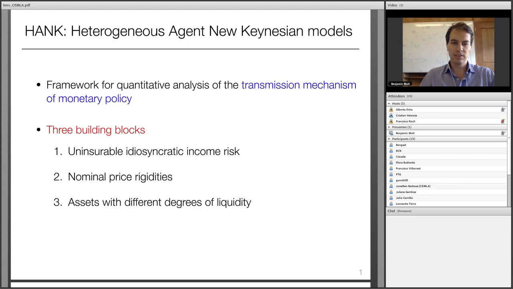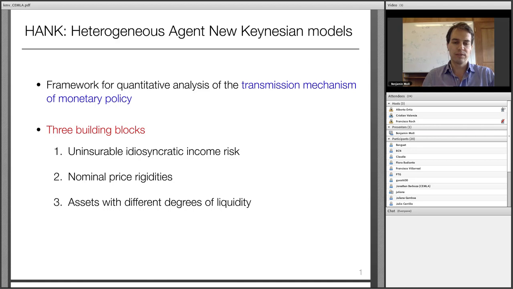Just to already throw it out there, the framework is going to have three main building blocks. The first main building block is the HA in Hank, so that's some form of uninsurable idiosyncratic income risk that's simply motivated by the fact that there's a lot of inequality in income and wealth, say. The second one is the NK in Hank, so some form of sticky prices. That's there to get some sort of notion of aggregate demand off the ground. Finally, the third thing is something more specific to our Hank model, and that's something building on Greg and Gianluca's previous work, namely assets with different degrees of liquidity.